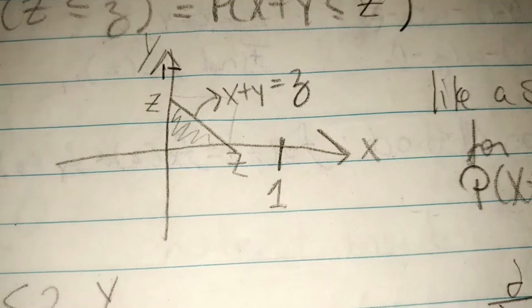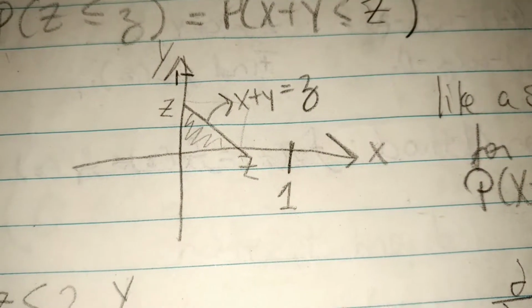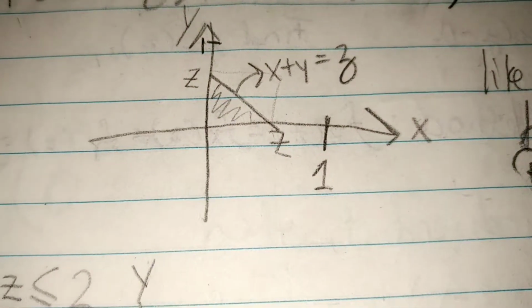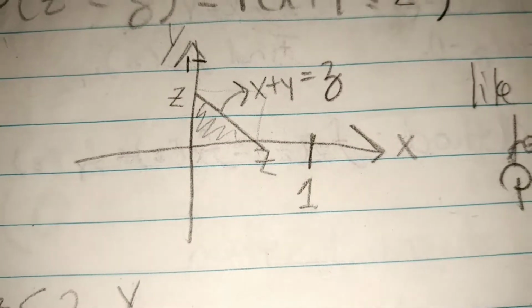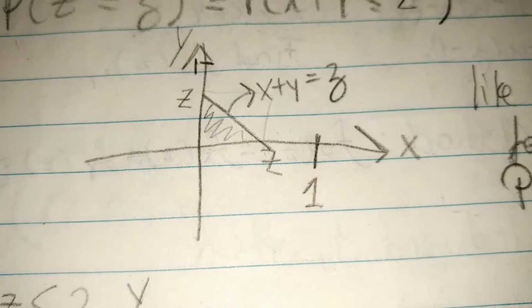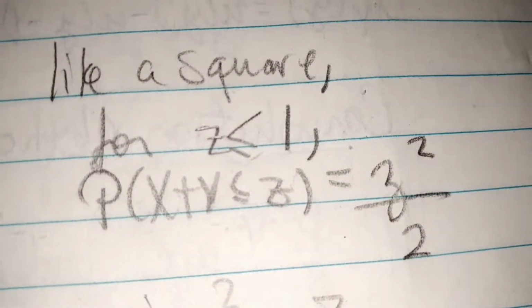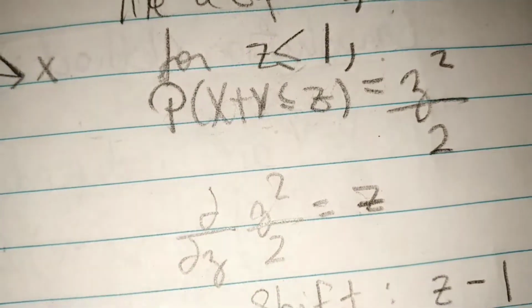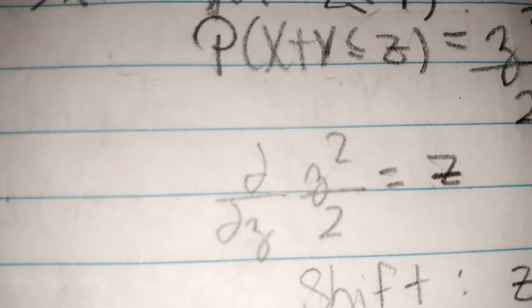But basically the shaded area looks like a triangle, and so to calculate that area, you make kind of an imaginary square. You just take the area of a triangle, which is equal to the length times the height, which would be z squared divided by 2. And so basically P of X plus Y less than or equal to z is equal to z squared over 2. And then we take the derivative of that to get the probability density function. So the derivative of z squared over 2 is just z.